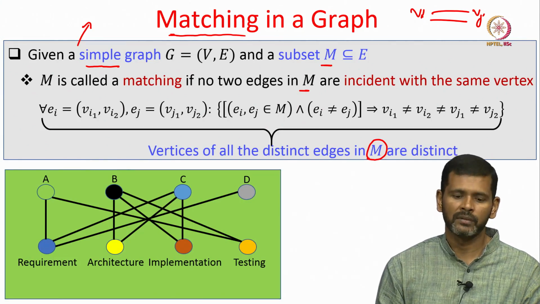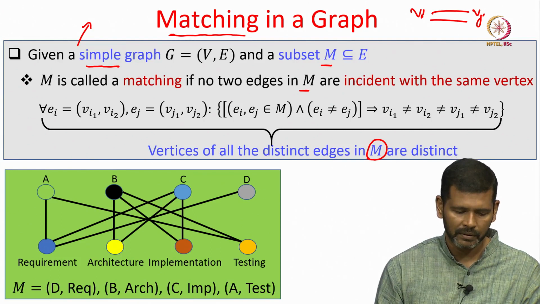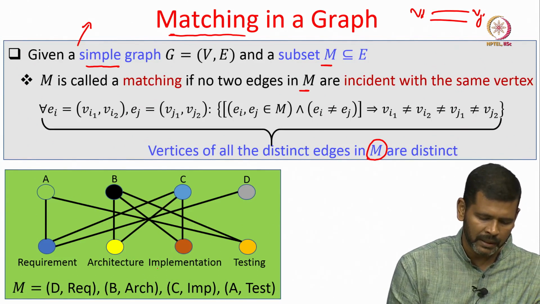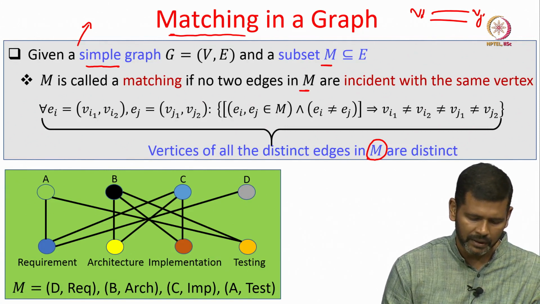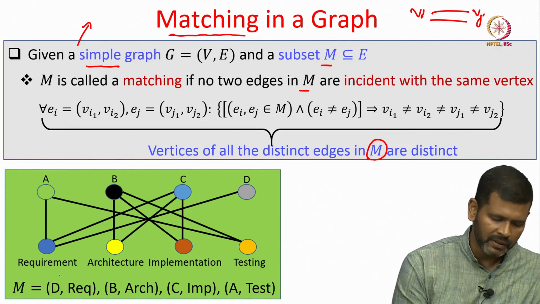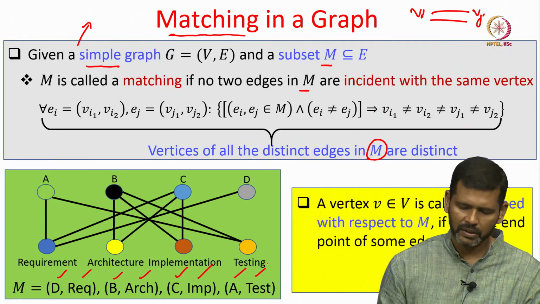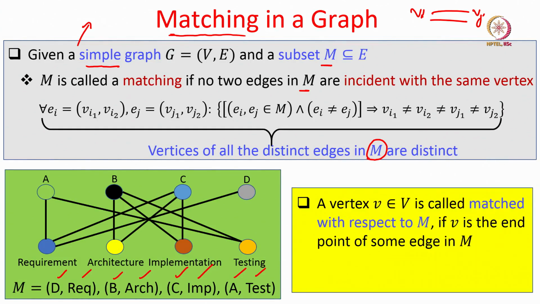So, let us see some examples of matching. So, suppose this is a simple graph, then I can consider this collection of edges as a matching: the edge D requirement, B architecture, C implementation and A testing, right. And if you see the endpoints of this collection of edges, they are all distinct. Okay. Whereas, if I would have taken the edges A requirement and C requirement, then that does not constitute a matching, because there are two edges sharing a common vertex.